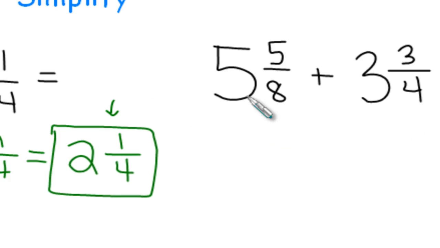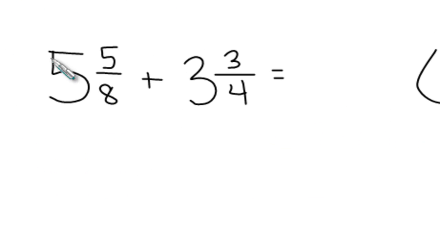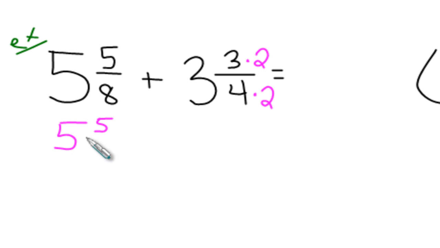Next one, we have 5 and 5/8 plus 3 and 3/4. Write this down in your notebook. So we're going to start by finding our least common denominator. I can multiply this 4 by 2 to get 8. So 8 is my least common denominator. I'm just going to rewrite this again. So we have 5 and 5/8 plus 3 and 6/8. And my next step is add or subtract the fractions.